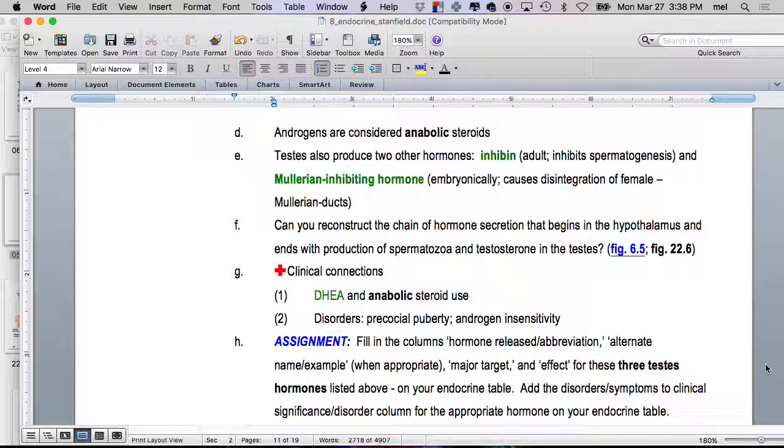Okay, so DHEA and anabolic steroid use. Let's talk about that briefly. Okay, steroids. What's happening with steroids? When someone starts shooting up steroids because they want to get really, really massive, right?